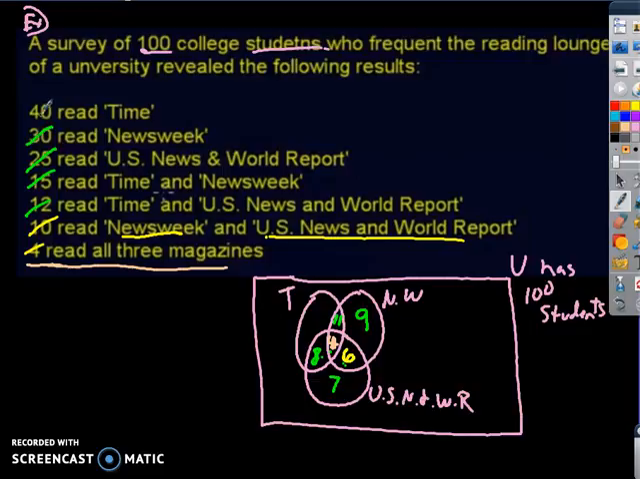And the last section is 40 people reading Time. So this is 11 and 4, so that's 15, plus 8. 8 and 15 is 23. So 40, subtract 23, is 17. So these 17 people just read Time magazine.